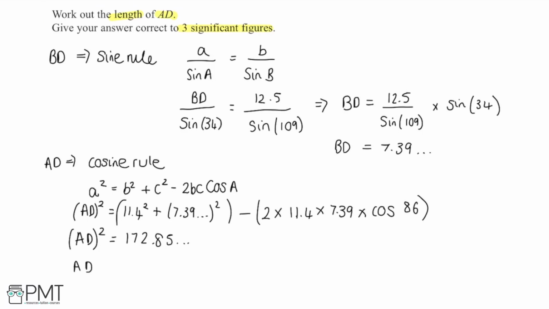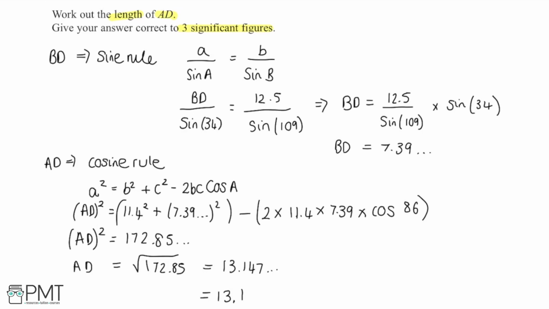Then to find AD, we just square root both sides of the expression, so 172.85 square root of that, and that gives us the value of AD of 13.147, etc. However, it did ask us to give our answer to 3 significant figures, so rounding that to 3 significant figures, we're going to have 13 point, and then we need one more. So if we look to the right of the 1, it's a 4, which is less than 5, so we don't round the 1 up and we leave it as the 1 there. So 13.1 is the correct final answer.